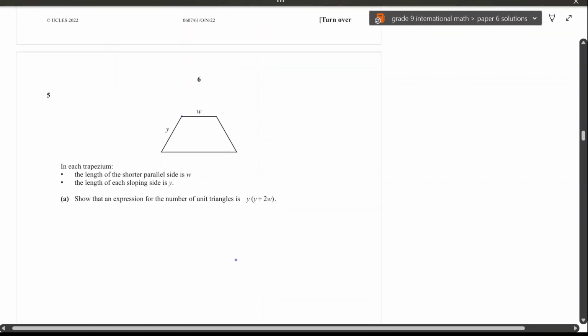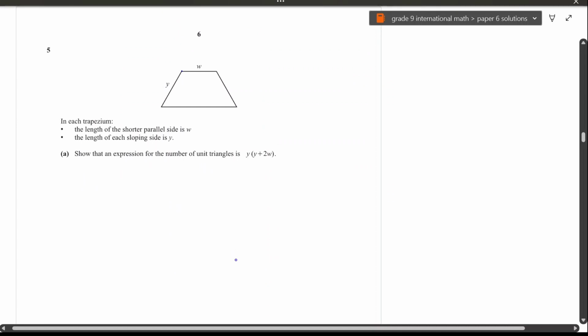Now the next part of this question. In each trapezium, the length of the shorter parallel side is W. The length of each sloping side is Y. Show that an expression for the number of unit triangles is Y into Y plus 2W. You just need to read this question carefully, and you can also refer to the previous one.